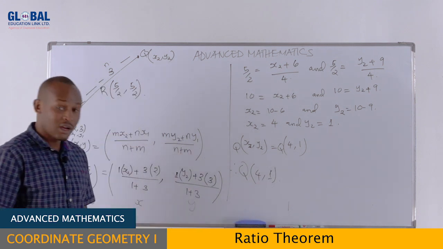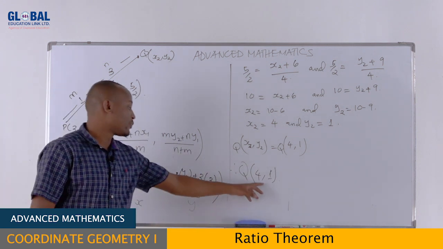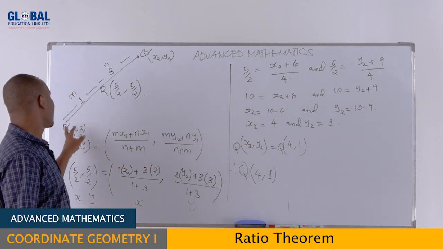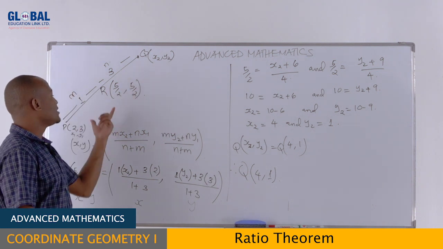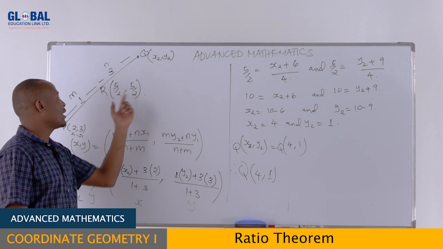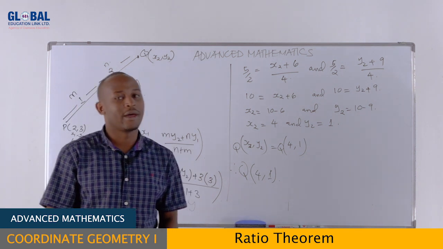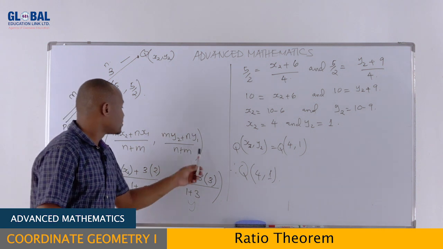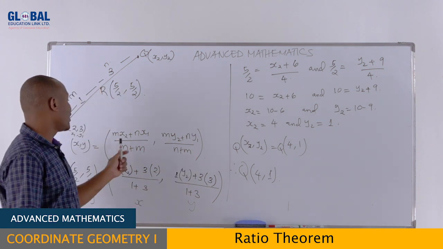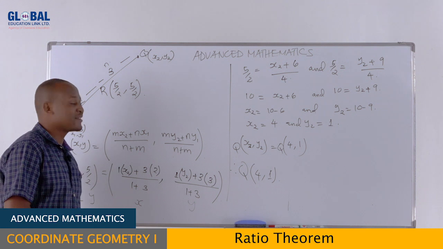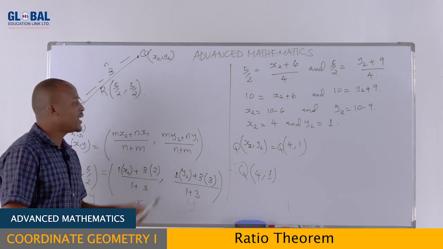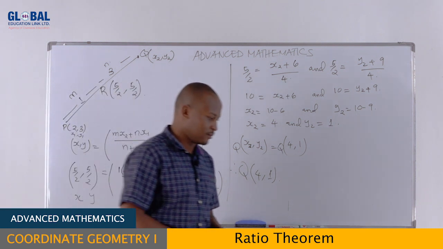And point Q is the second point from P to Q, and the division of that line is 5 over 2. That's how we look at it. So you can be given anything. You can be given the point, find the ratio. You can be given the ratio, find the point, and so on.